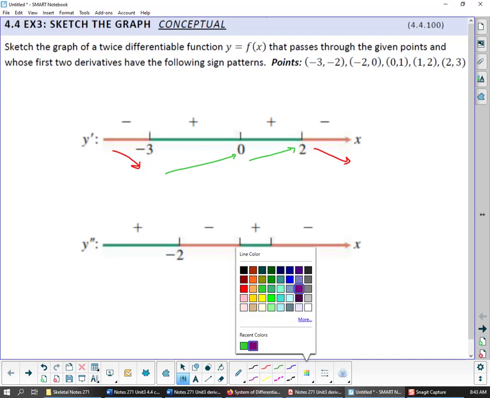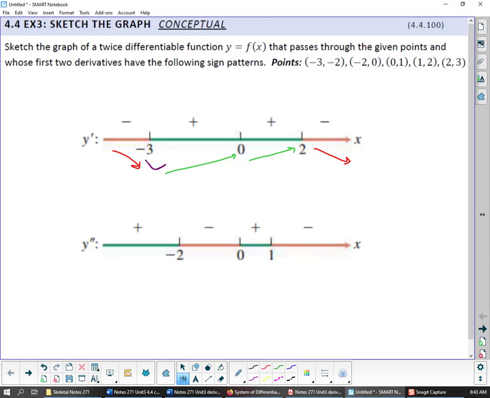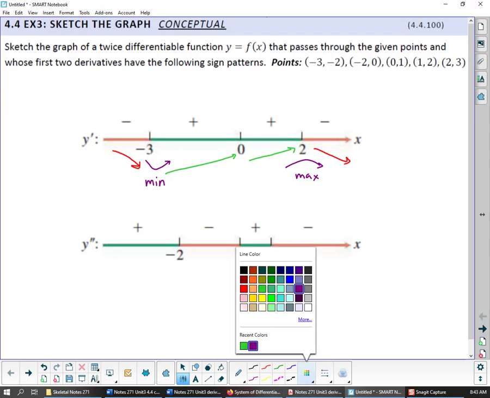So if we have to make a conclusion about where there might be a max or a min on this graph, we would look at -3, and since we are going down and then back up, we're going to assume there's a minimum at x equals -3. Similarly, because we have a sign change at the critical point x equals 2, we're going up and then back down, there's going to be a max at x equals 2. All right, so we've got information about increasing and decreasing and maxes and mins. Let's look at the second derivative portion of this graph.